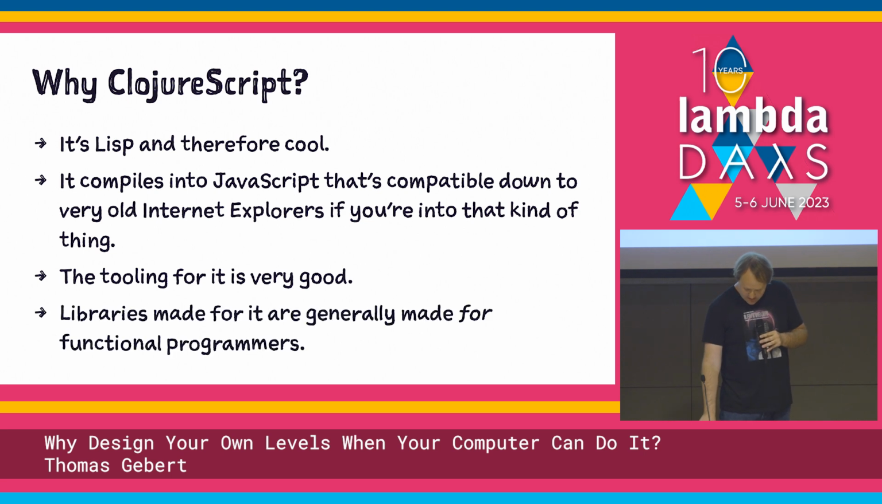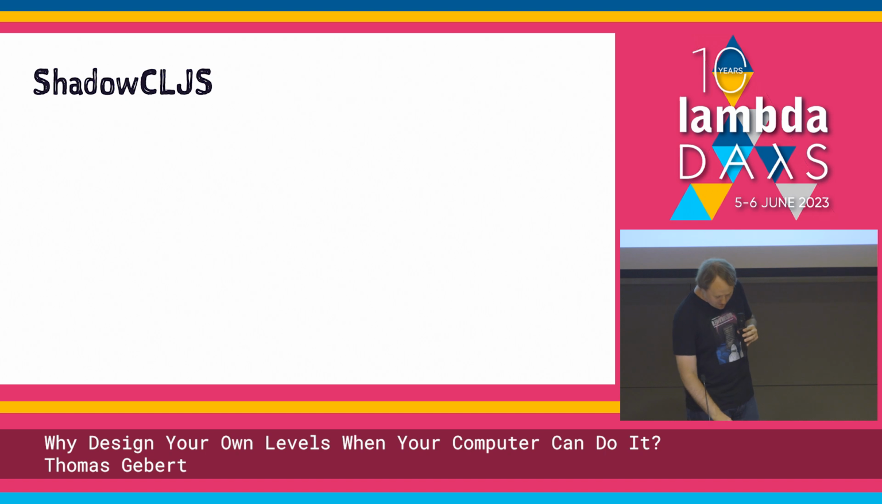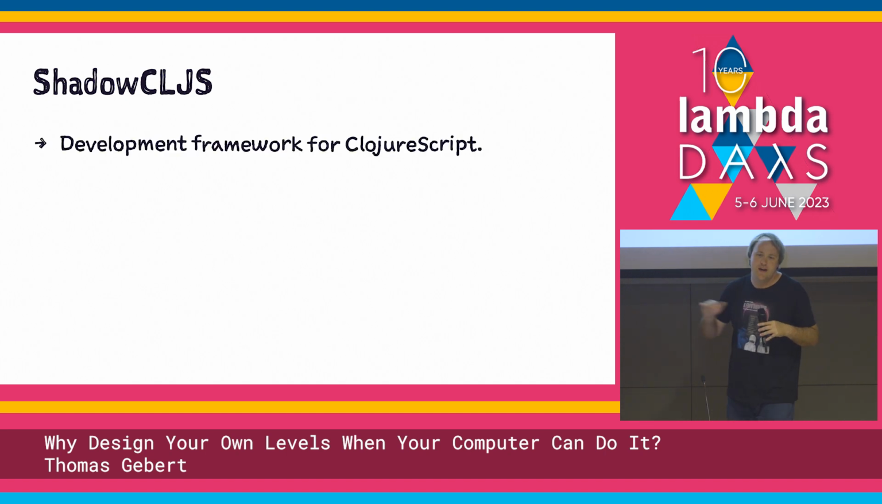Pretty nice, actually. But maybe probably the biggest reason is that when you use ClojureScript, the libraries for ClojureScript are usually made for functional programmers and not imperative programmers, because it's a bunch of people like me making these libraries. So one of the big pieces of tooling for ClojureScript is called Shadow CLJS. It's pretty cool. It's a development framework, kind of in a hand-wavy way, similar to NPM, but it uses NPM and it kind of integrates with it.